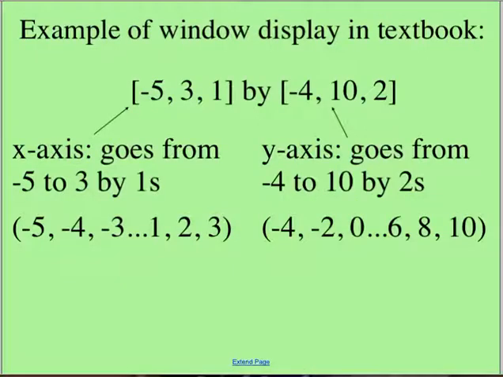One more thing regarding windows. In your textbook, you might see a window displayed from a calculator like this, -5, 3, 1. This means that the x-axis is going from -5 to 3 by an increment of 1. I have an example here of what you'd see your x-axis as. And then if it says -5, 3, 1 by -4, 10, 2, this right part means that the y-axis is going from -4 to 10 by values of 2, so 2, 4, 6, 8, etc.